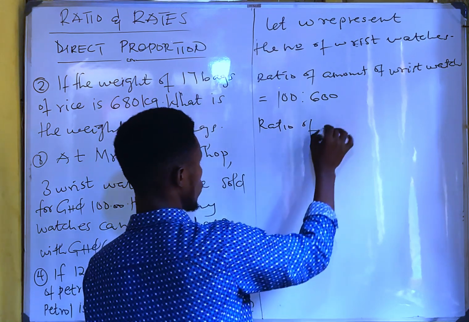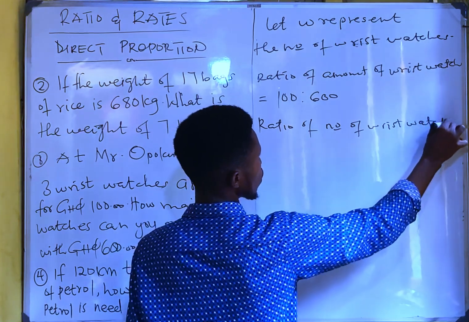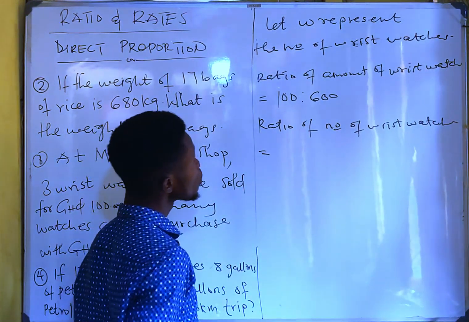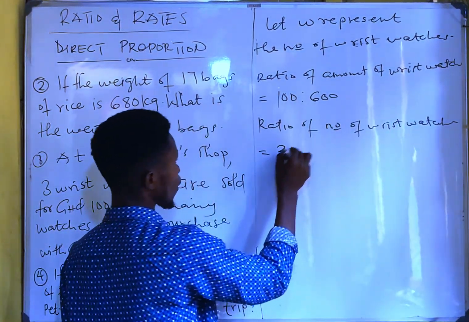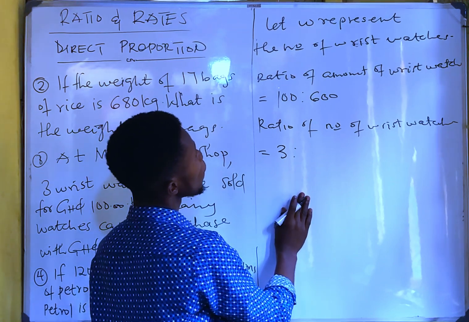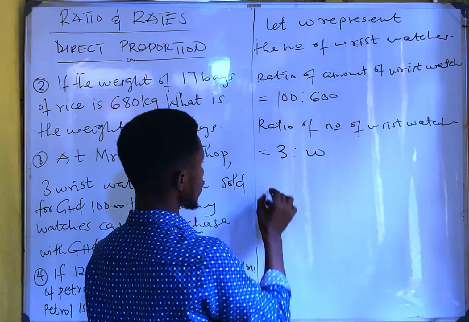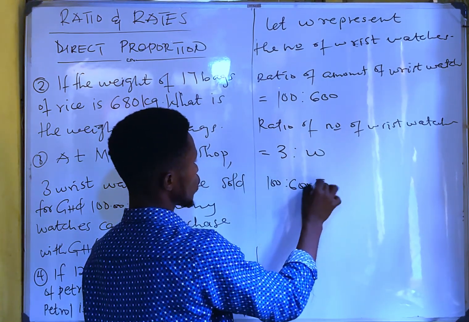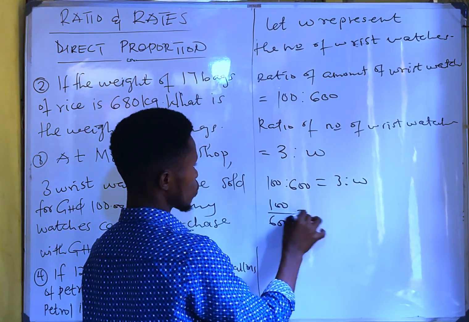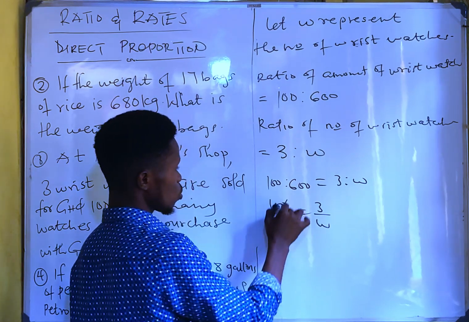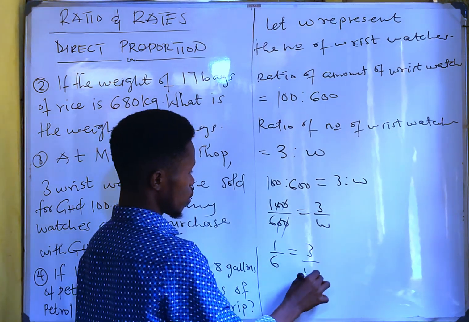Then you also look at the ratio of the number of wristwatches, and that is going to be 3 is to W. I'm using W to represent the other one. So by definition of proportion, you can say that 100 is to 600 equals 3 is to W. So 100 over 600 equals 3 over W. 0 goes with 0, 0 goes with 0. We have 1 over 6 equals 3 over W.